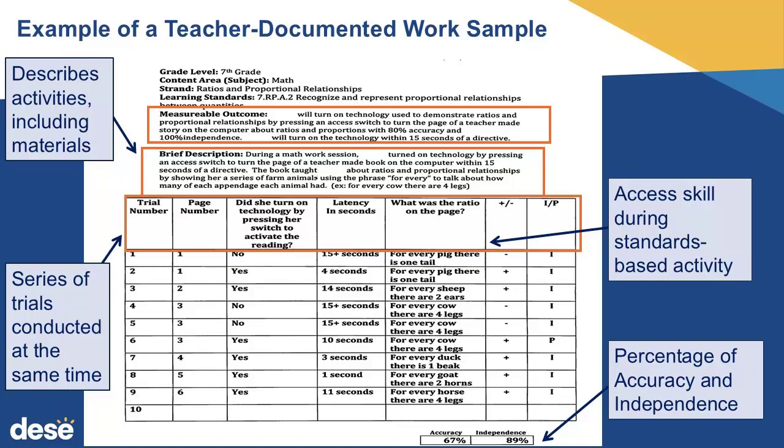So we have the trial number. This teacher even did page numbers. And then, did she turn it on? Did she activate it? And what was the latency? How many seconds did they use in order for her to do it? So they have the accuracy and independence, and that's summarized at the bottom. You can see that. All the information that you need for scoring is here. How you put that together is up to you.